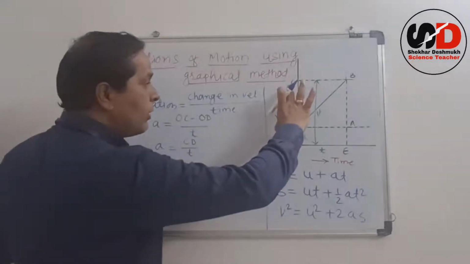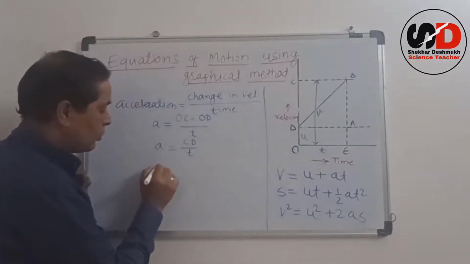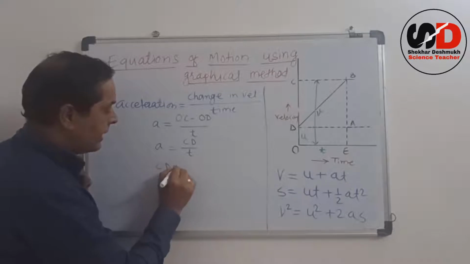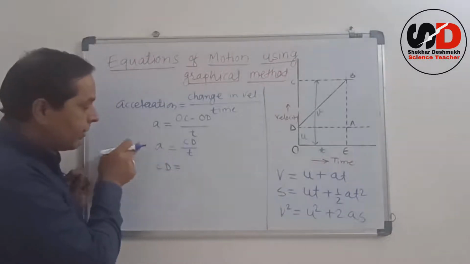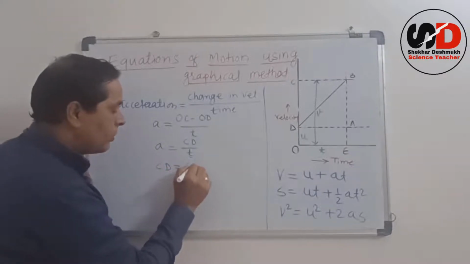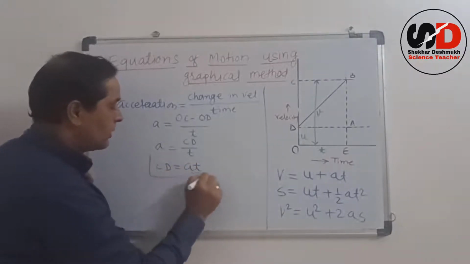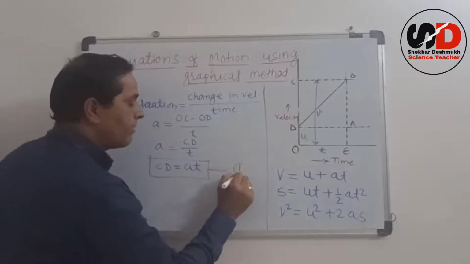So what should be the value of CD? CD is equal to A into T, bringing T to this side. A into T. So this is our equation number 1.